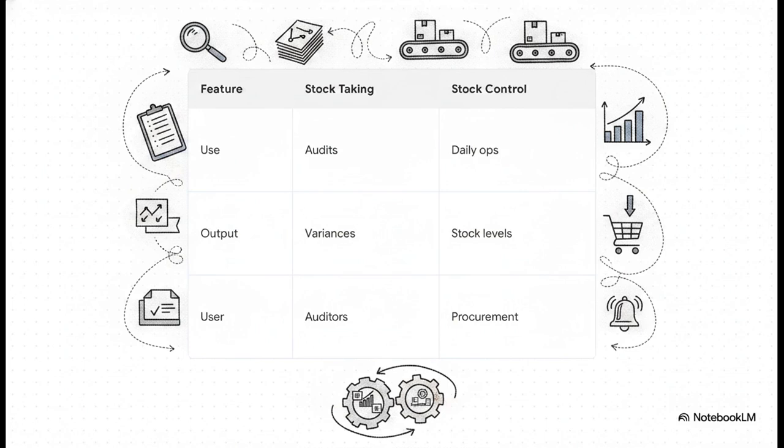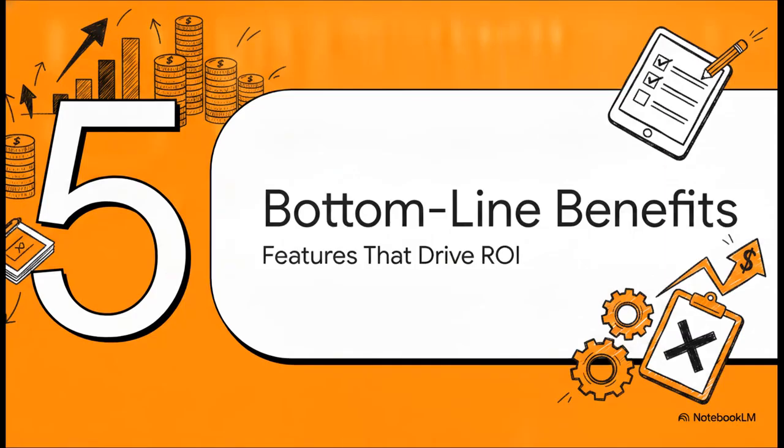Looking at the granular differences, you use stock-taking software specifically during audits, producing variance reports and audit trails, primarily for your inventory teams. Stock control software, however, is used in daily operations to track stock levels and reorder alerts, and that's used mostly by procurement and sales, so it's a completely different core output. But keep in mind, many businesses actually need both of these systems working perfectly in sync to get the full picture.